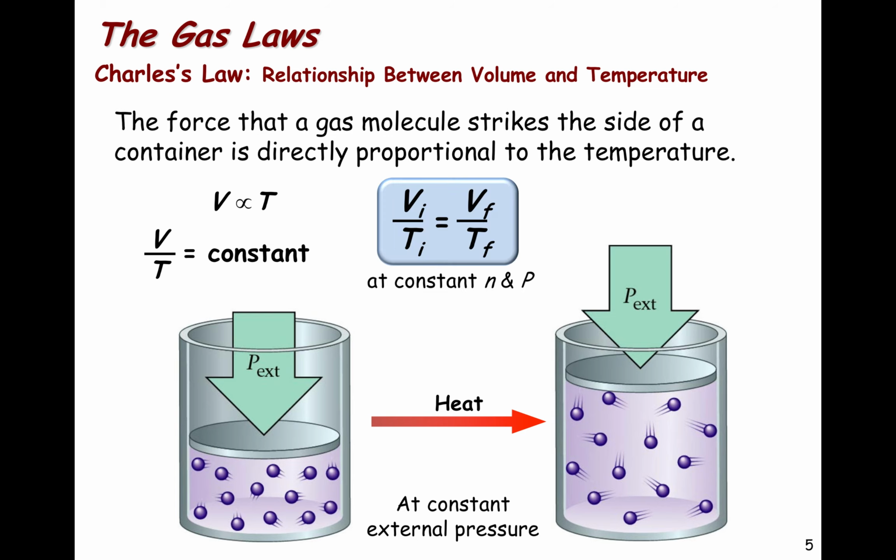Likewise, then we can write a new formula that describes the initial and final conditions, so that VI divided by TI is equal to VF divided by TF, and this is something that is true when the number of moles of gas in the container and the pressure are held constant. Likewise, if we were to cool off the container, the volume should go right back to what the initial volume was, and so this is a completely reversible process.